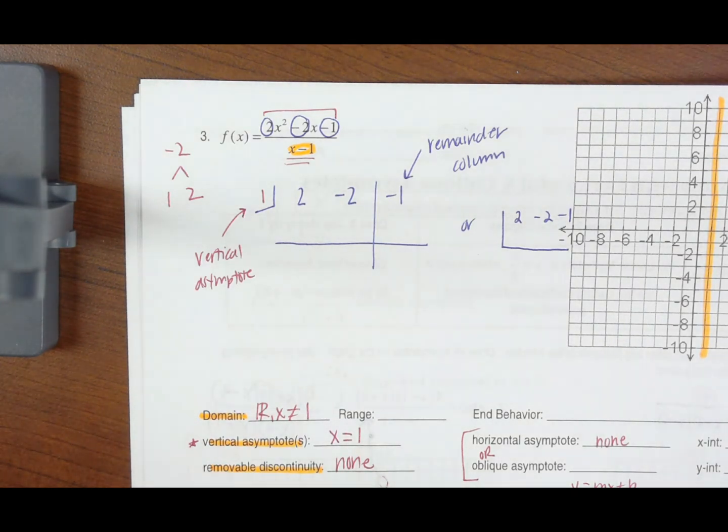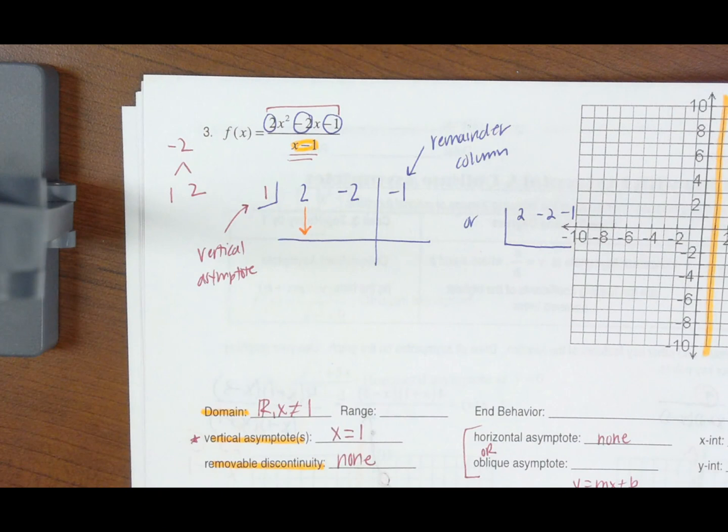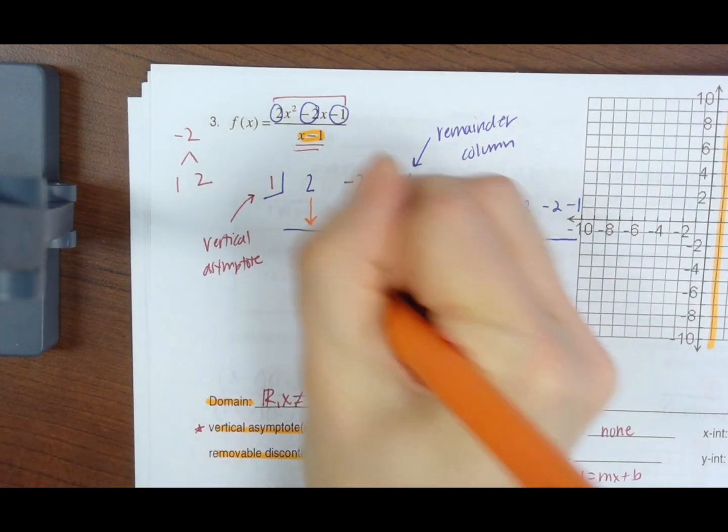So here's how it works. The first thing you're always going to do is drop down that initial number, no matter what it is. So in this case, that 2 gets dropped down, and it goes below the line.